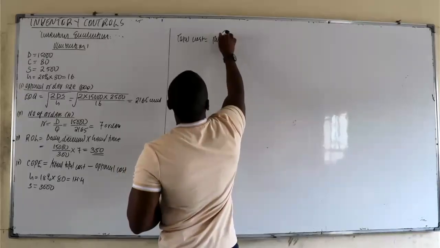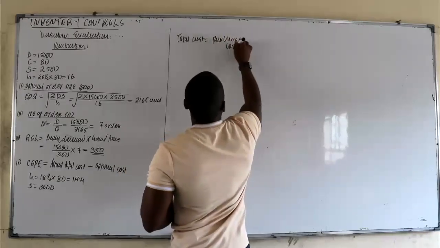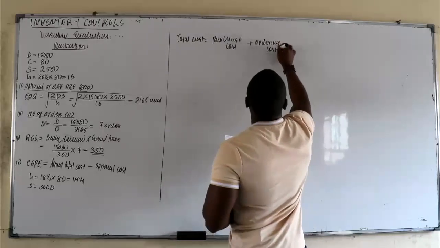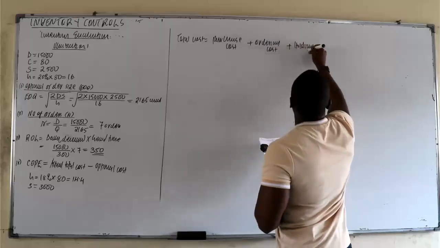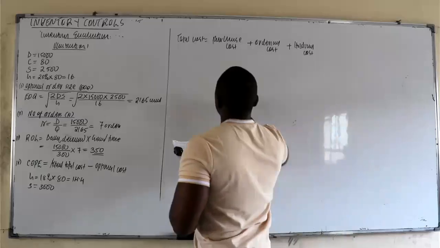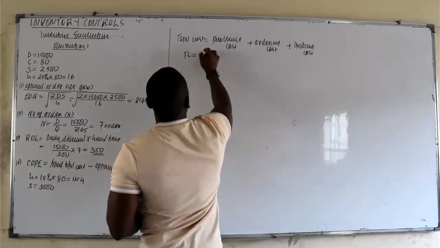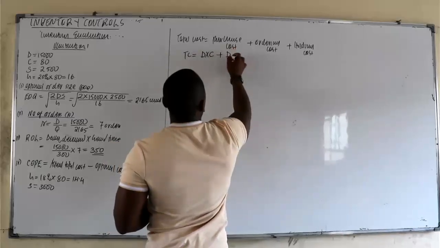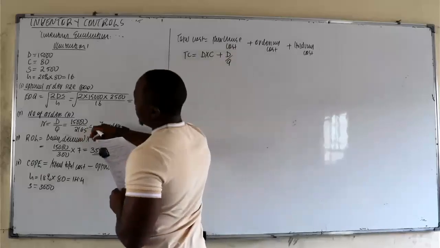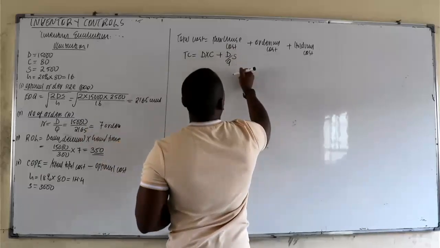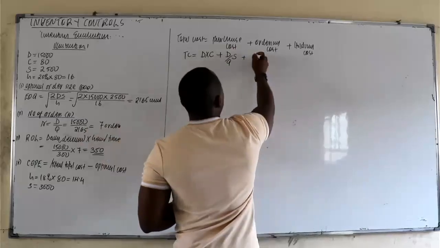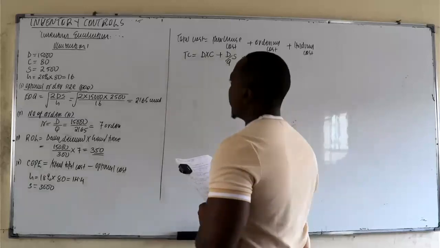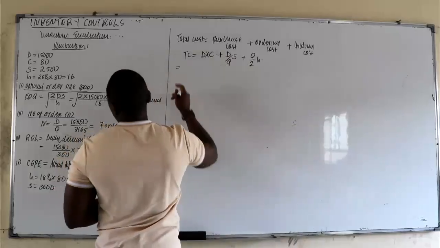To get the total cost, you take the purchase cost plus the ordering cost plus the holding cost. Total cost is equal to purchase cost, which is the annual demand times the cost per unit, plus the number of orders, D over Q, which is 7, multiplied by the cost per order. Then to get the holding cost, you take the economic order quantity, divide by 2 to get the average, then multiply by the holding cost per unit. So in that case, we want to get the actual total cost.